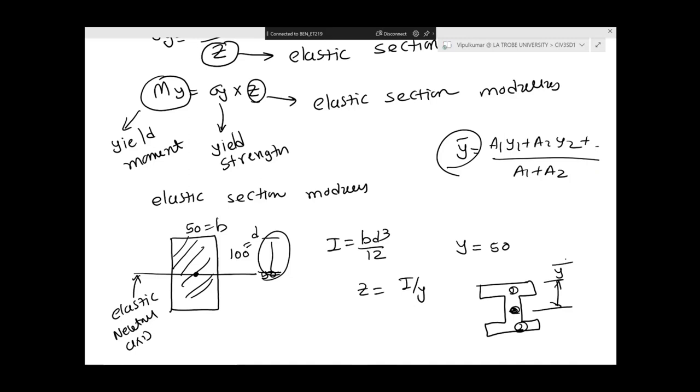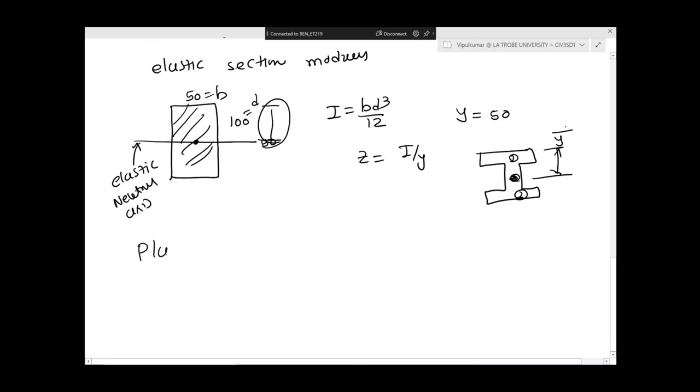Okay, now let's go back to the plastic. Plastic section modulus. We're going to represent it by capital S. Not my theory, just the Australian standards that we're going to use; they are using the symbol S. In your lecture notes they might be using a different symbol, but that's okay. I'm teaching you this one, so you can use either the lecture notes or these symbols.